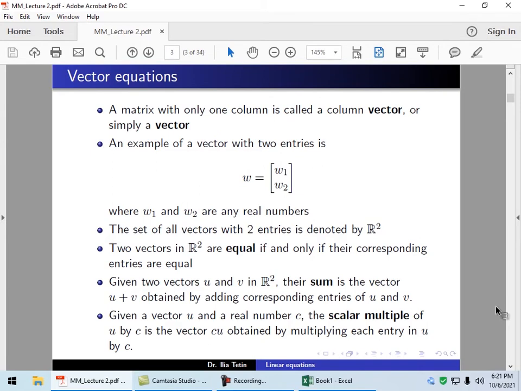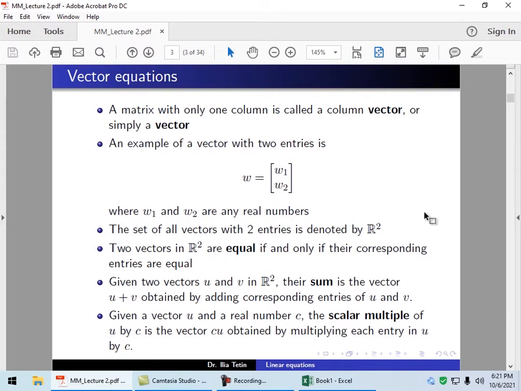There is the simple vector, which is just a column with numbers. It might be integers, it might be rational numbers, and generally we assume that W1 and W2 are any real numbers. The set of all vectors with two entries is denoted R2. So if you see this, that just means that we are talking about two entries. If there is R3, there are three entries, or Rn entries inside our vectors.